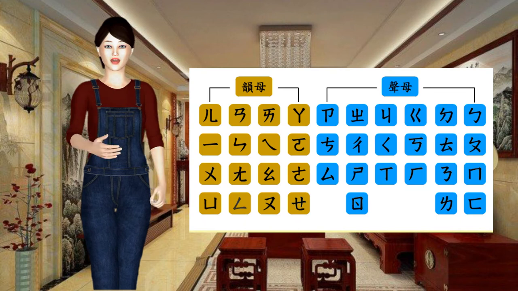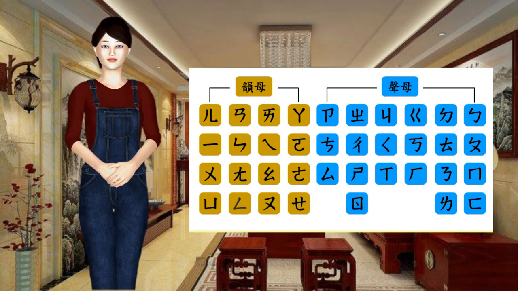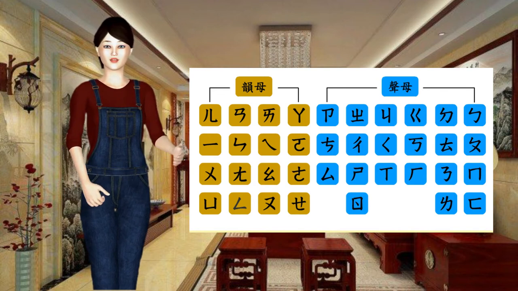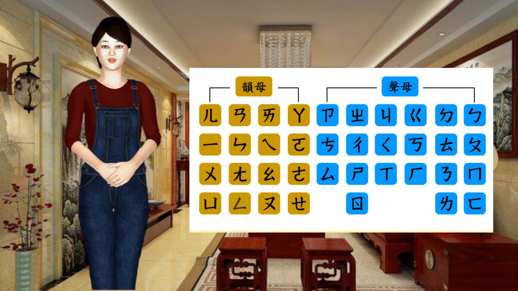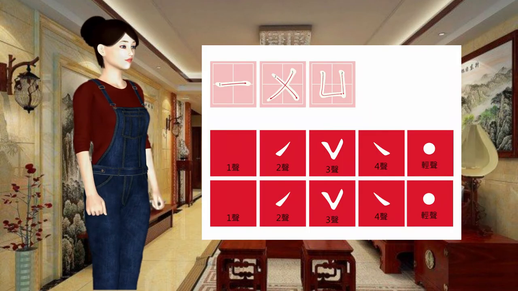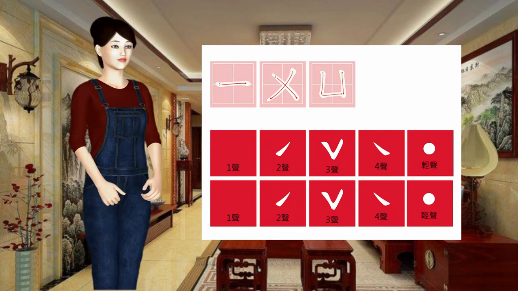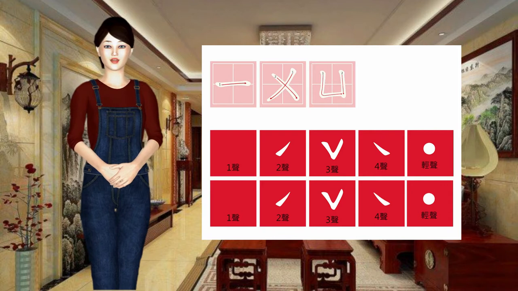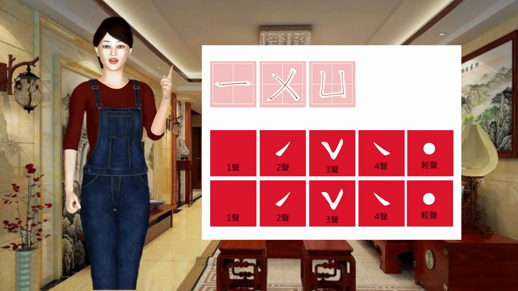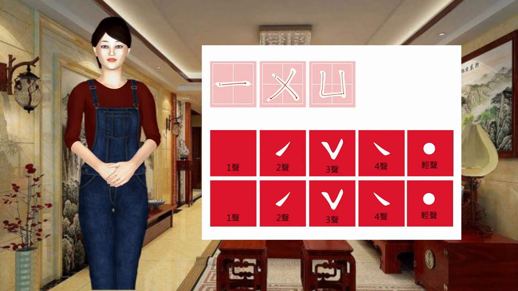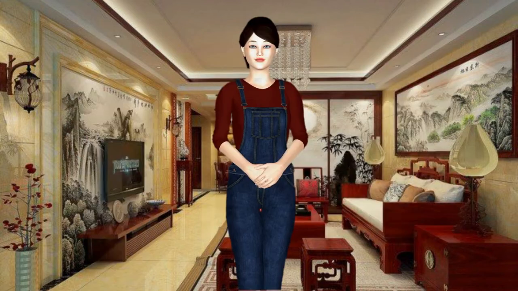Let us review. A Chinese syllable is divided into two parts, the initials and the finals. Each syllable in Mandarin has its own tone. Remember, Chinese is a tonal language.